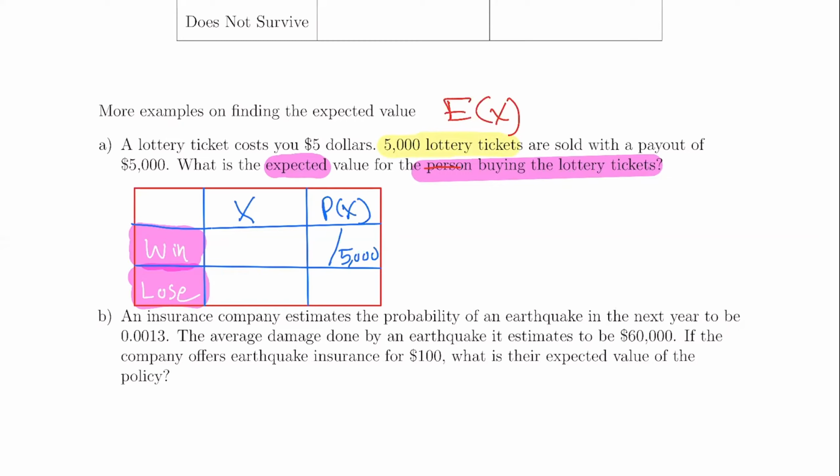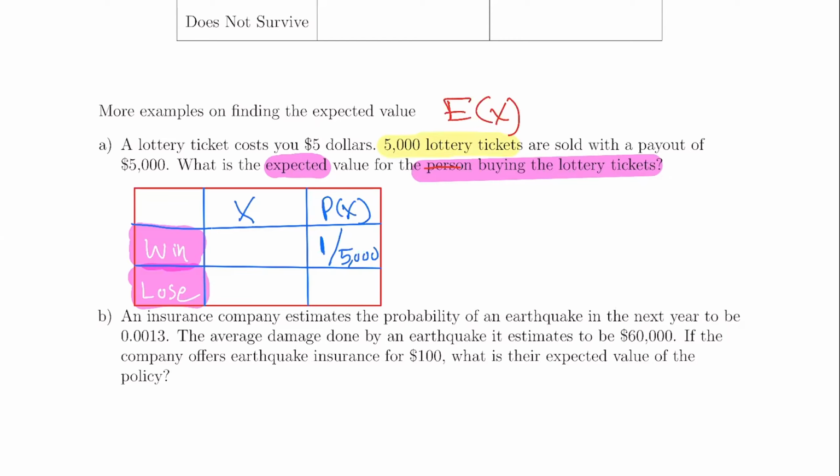So of the 5,000 tickets, how many of them are going to produce a winner? If you think about it, if they have 5,000 tickets, there's only going to be one winner because it says the payout is $5,000. So you put 1 out of 5,000. That's the probability of producing a winner.